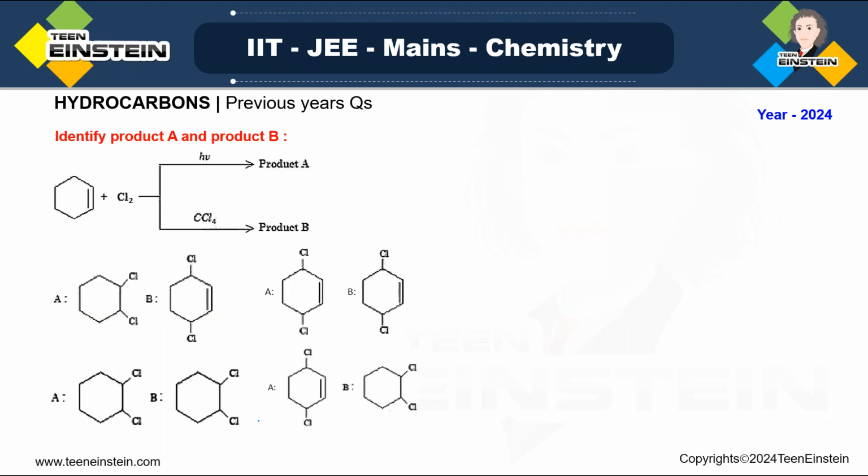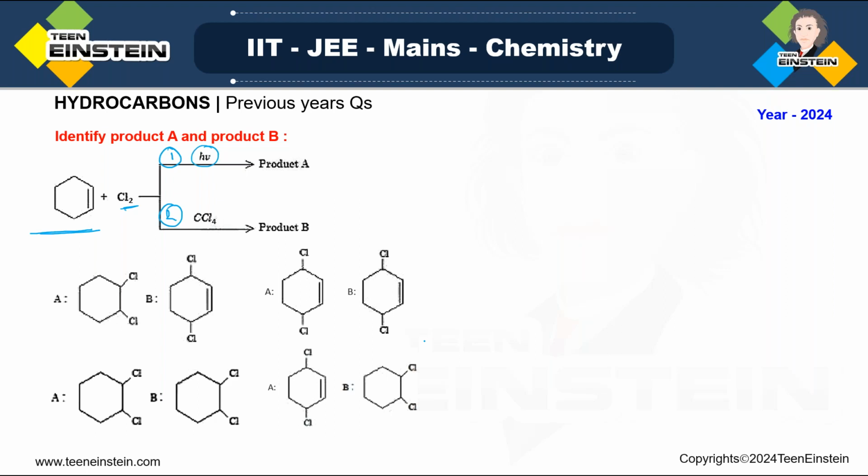Identify product A and product B. We have a cyclohexene molecule. We are treating it with chlorine, but under 2 different conditions. In condition 1, we are treating it with h nu. It may be sunlight or photoradiation. In the second case, only CCl4 solvent is mentioned. So when h nu is not there, you can consider it either room temperature or heat, but only the solvent is mentioned. When you have this type of non-polar solvent, you get one type of product, which is product B. And when you do the reaction in the presence of sunlight h nu, you get product A. So 2 different types of products will be there.